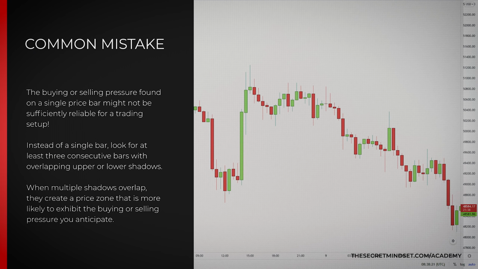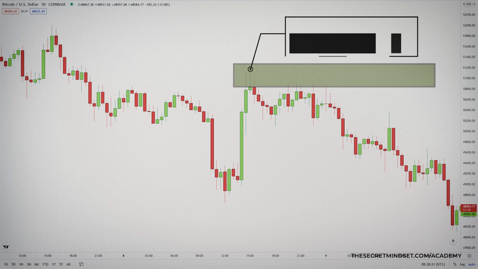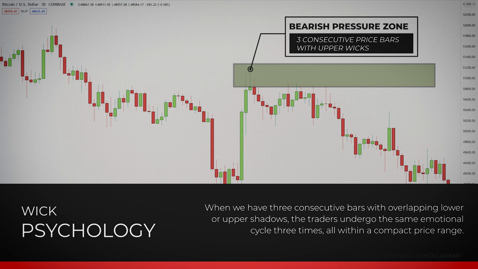So the buying or selling pressure found on a single price bar might not be sufficiently reliable for a trading setup. Therefore, instead of a single bar, look for at least 3 consecutive bars with overlapping upper or lower shadows. Remember, shadows indicate potential buying or selling pressure. When shadows overlap, they create a price zone that is more likely to exhibit the buying or selling pressure you anticipate.